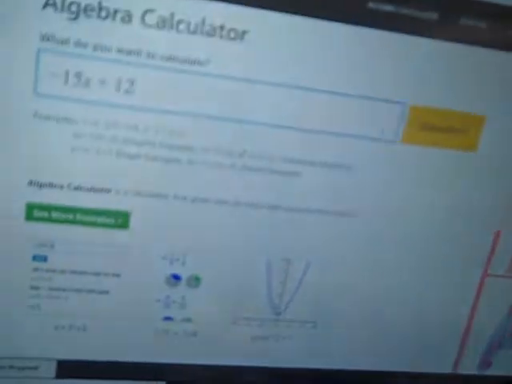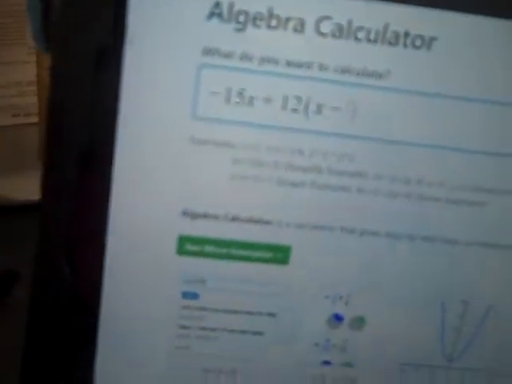Negative 15x, you just hit the letter x, plus 12. You don't need times, you can just open the parentheses. It'll know what you're trying to do. Negative 3x minus 48. Boom. Okay, next problem.